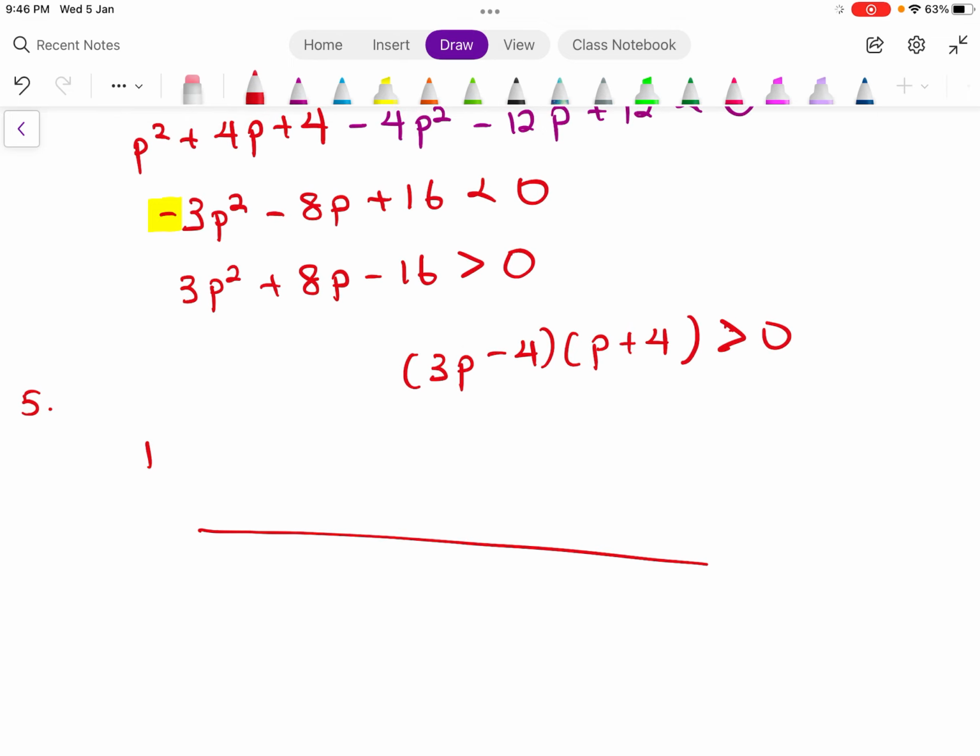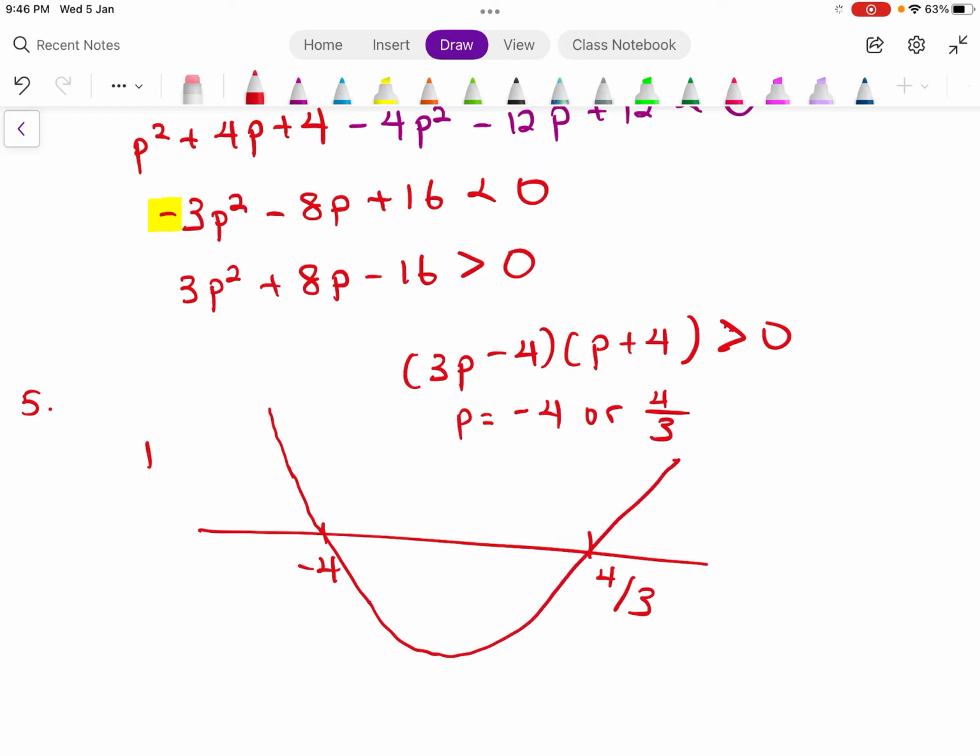If I solve for p, back to Sec 2 E-maths already, you'll get a p value of -4 or 4/3. So I need these two numbers. I put down -4 here, and 4/3 here. Of course I draw something like a graph. I look at the inequality: it's more than 0. More than 0 means I'm looking at anything that is above the graph, which is right here.